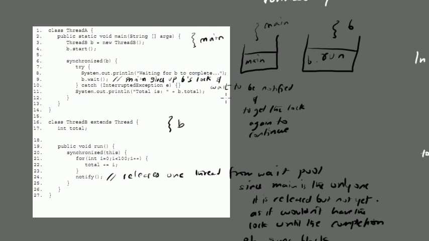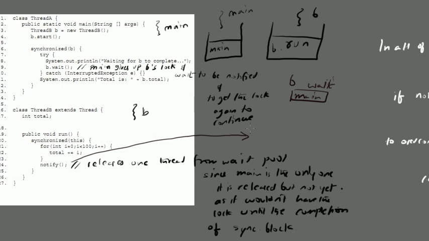So if this is my instance B, and this is the wait pool, then main would be right here after executing wait, right? And then at this point, main would be moved from the wait pool to the lock pool. This is the lock pool. So main would be moved from here to here at this point.